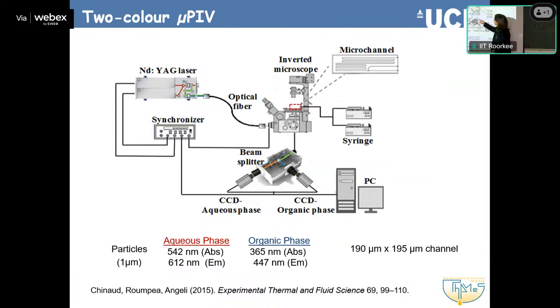In that case, we introduced a combined light here, and we seeded our two phases with different particles. In the previous example I showed you, we only had particles in the water phase. Now we tried to put different particles in the organic phase, with a different light emission spectrum. So basically what you get in this case is the emitted light. Okay, maybe I should have mentioned something before.